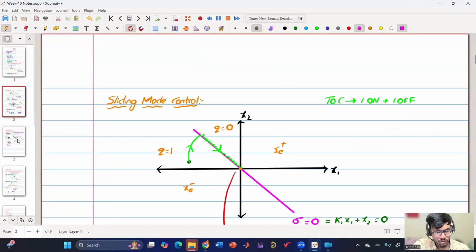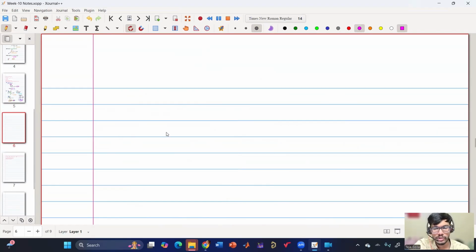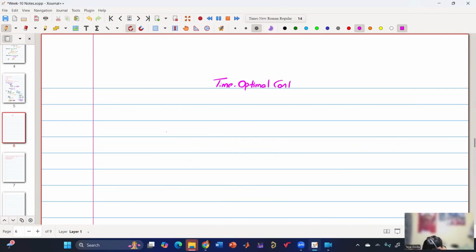Okay, so we have discussed only sliding mode control, sorry. Now we are going to discuss another topic, which is time optimal control. I'll give a brief introduction of time optimal control based on the trajectory. But once you get the idea, then we'll solve the mathematics, and then we'll see what the inductor current and capacitor voltages are and how they're changing.